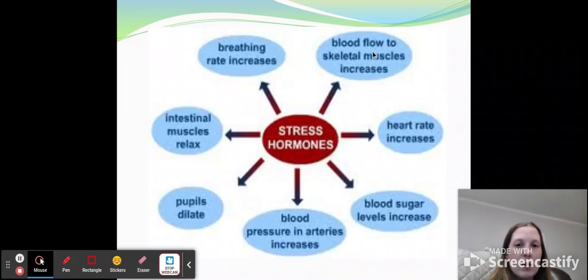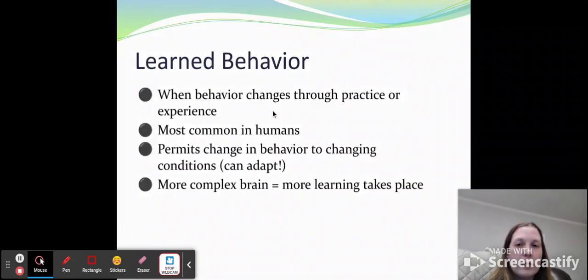So we've got blood flow to skeletal muscles. Heart rate will increase, your blood sugar levels increase, your blood pressure will increase, pupils will dilate. These are all signs that you're stressed out. Breathing rate increases, intestinal muscles relax.